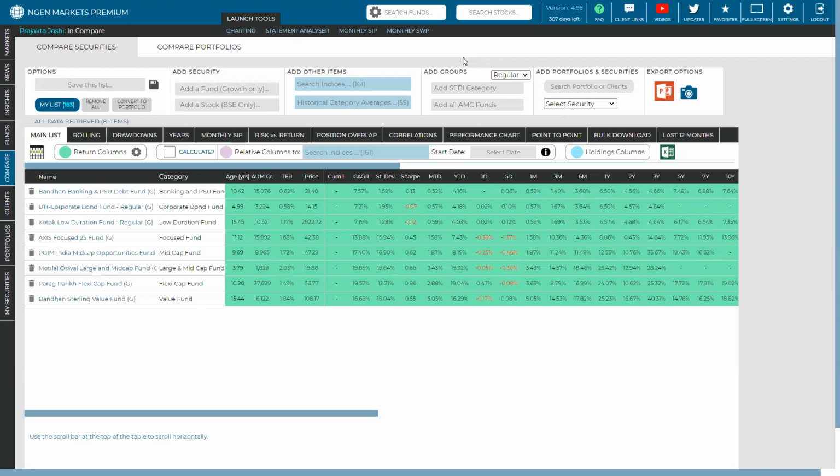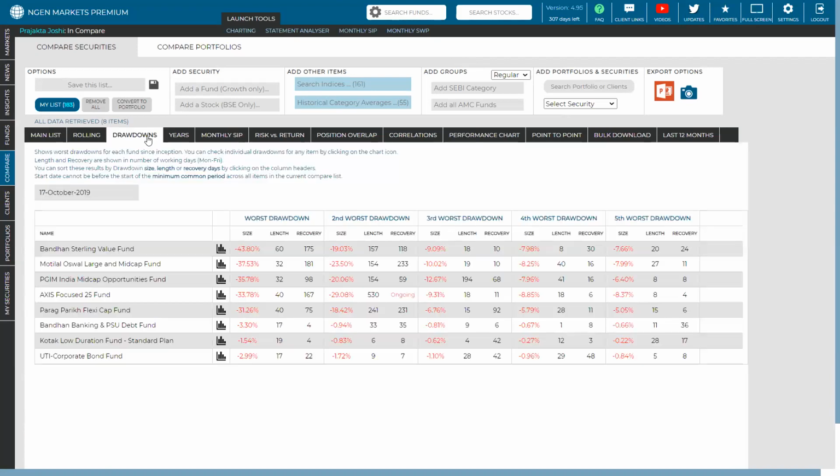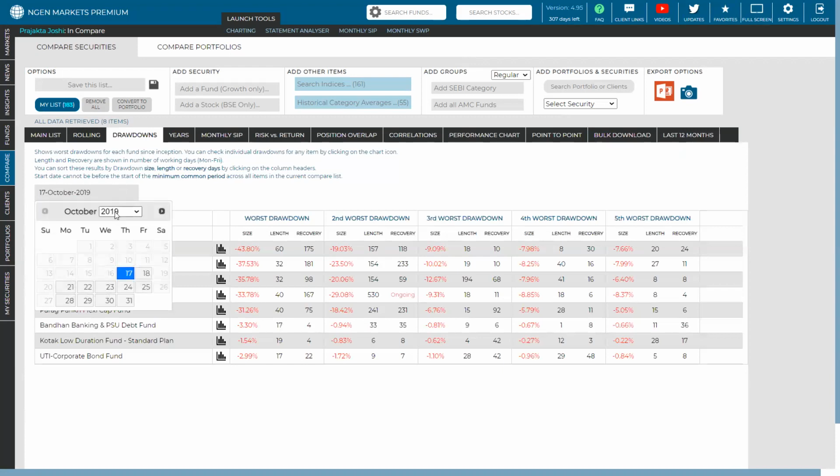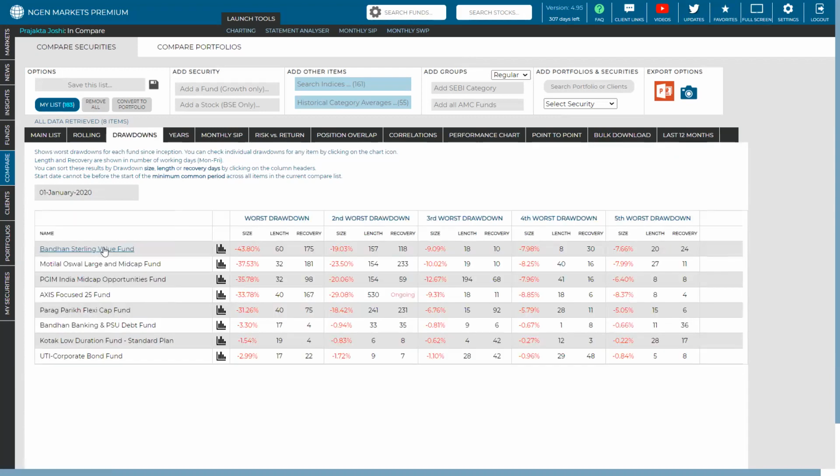Now, let us do a drawdown analysis on each of these funds. For that, head over to the drawdowns tab, which is our third tab. When you go here, you just need to ensure that the start date is the same. So January 2020 is what we were analyzing the portfolio for, so 1st of Jan 2020. And now we can see that the sizes of these particular funds and their drawdowns are listed here.